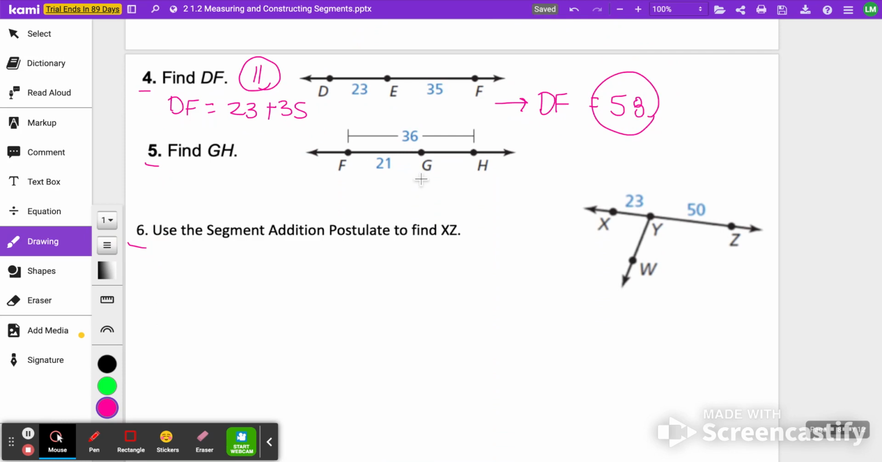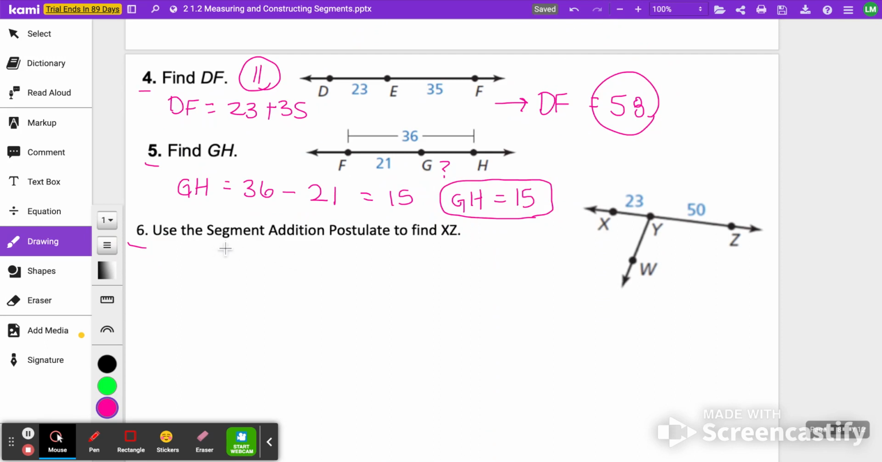Number 5, find GH. Now this one's a little bit different because GH is a missing piece, but what we have is the entire length. So what we need to do to find GH is take the entire length of 36 and subtract one piece of that, FG, which would be 21. 36 minus 21 is going to give us 15. So GH equals 15.